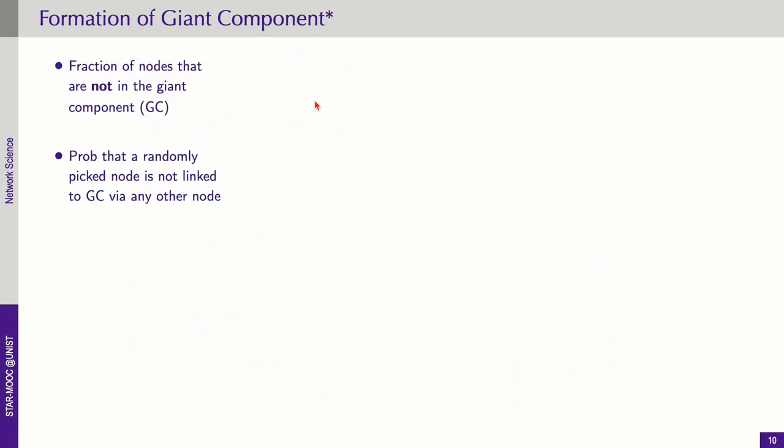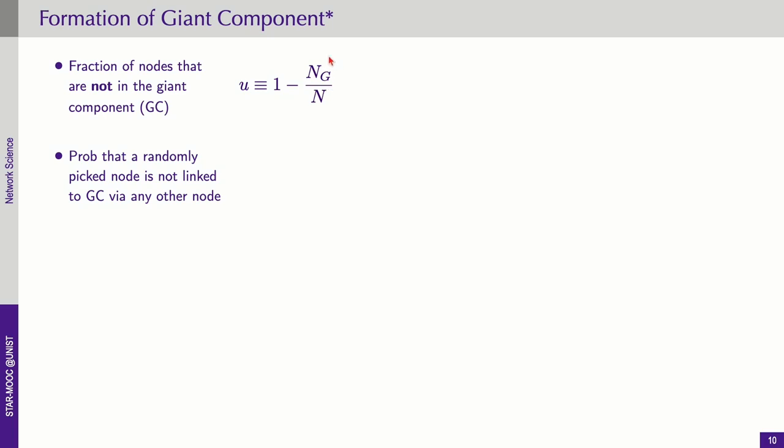To see how the formation of the giant component follows the transition-like behavior, we first consider the fraction of the nodes U that are not part of the giant component, which is clearly 1 minus the fraction of nodes that constitute the giant component.